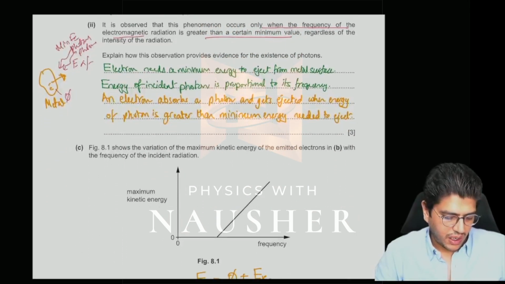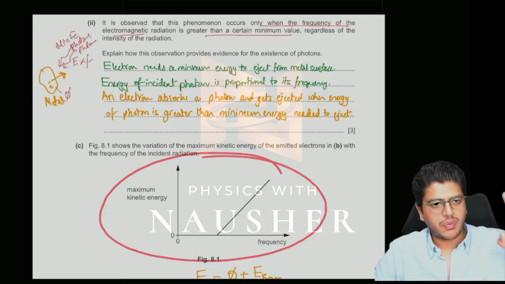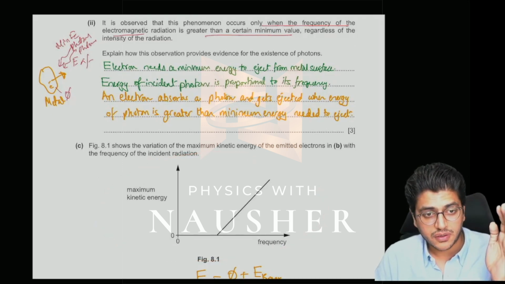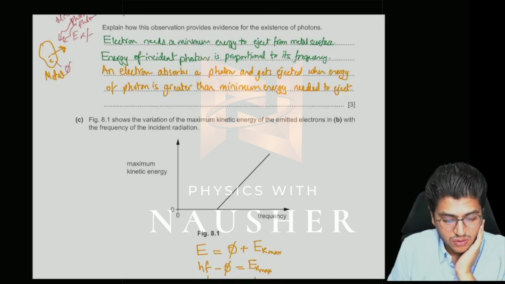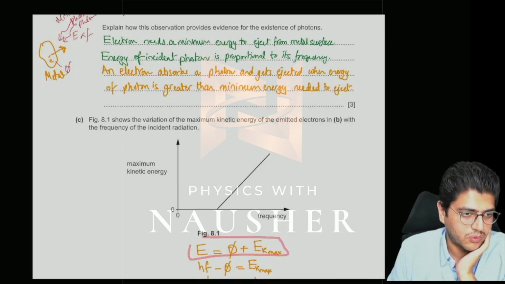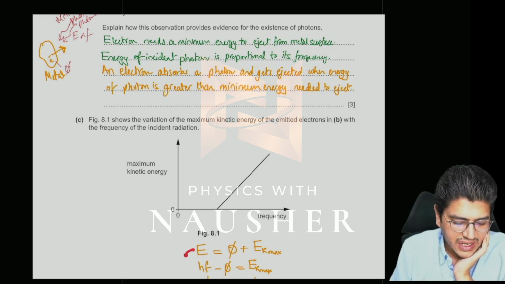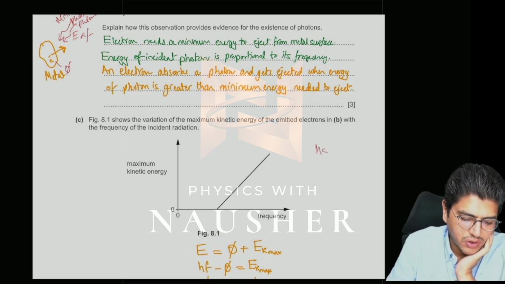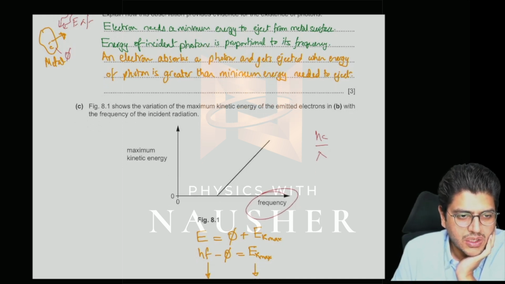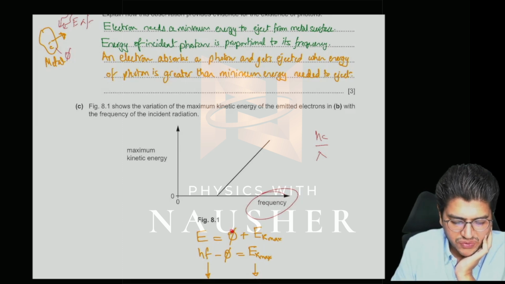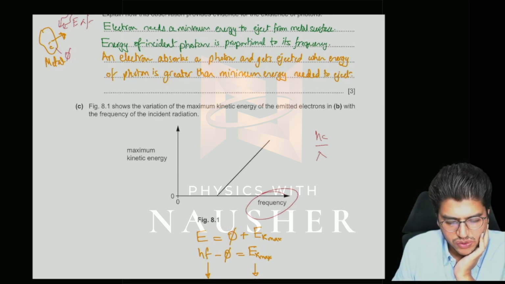Part C, you have this graph. Remember, behind all graphs, there is an equation. And behind this graph, the equation is E equals phi plus Ek max, which is the photoelectric equation. Now, E is the energy of the photon, which is hf. How do I know that I have to use hf or hc over lambda? Look at the axis. It's frequency. So hf minus phi, you bring phi to this side, is equal to Ek max.